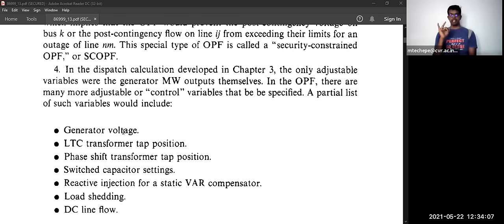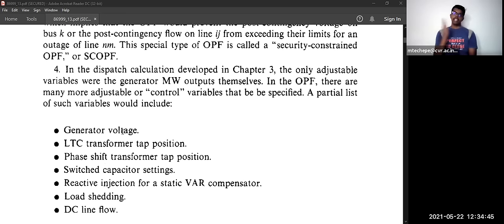Then LTC transformer tap position, the on-load tap changing transformer or load tap changing transformer position, that also will be taken into account. Then phase shift transformer tap position, the phase shifting transformer tap position in the substation, that also we should take care of. Then switched capacitor settings, capacitors in substations for reactive power compensation.